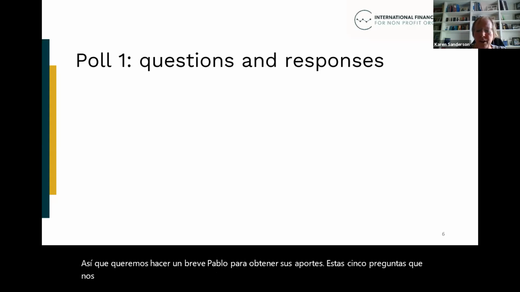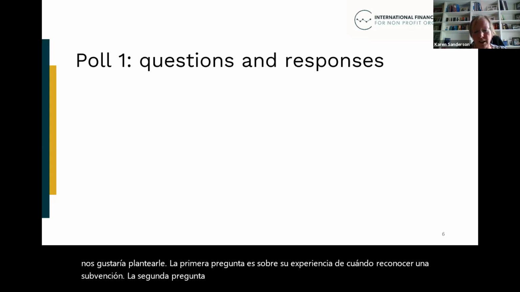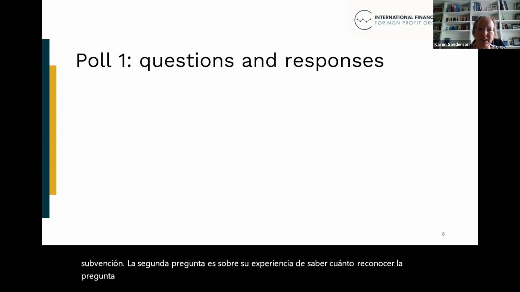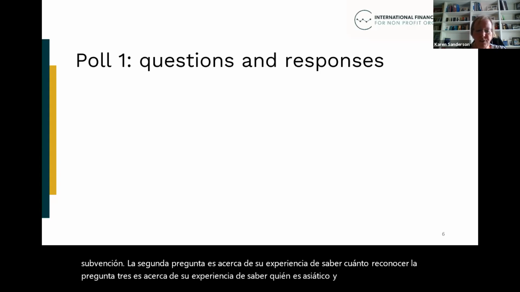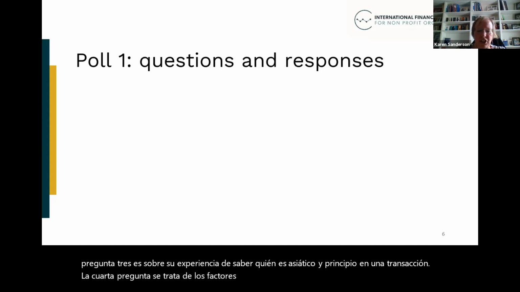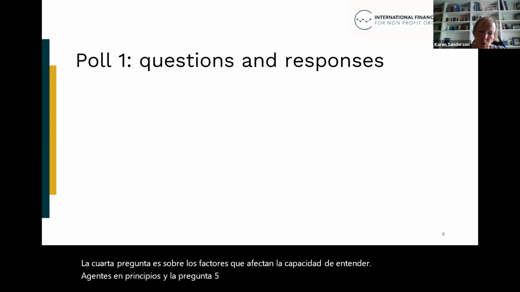Question 1 is about your experience of when to recognize a grant. Question 2 is about your experience of knowing how much to recognize. Question 3 is about your experience of knowing who is agent and principal in a transaction. Question 4 is about factors that impact the ability to understand agents and principals. And question 5 is about transparency. So Paul, could you please launch those polls?